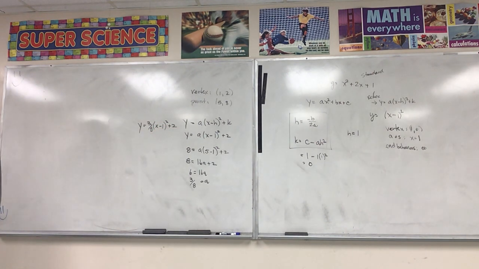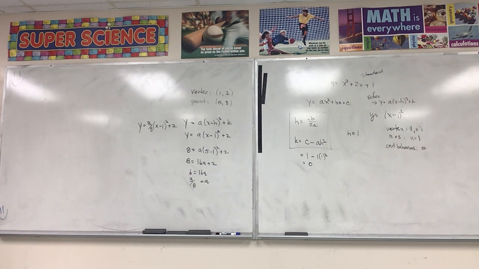So therefore, what is my vertex? 1, 2. The axis of symmetry is x equals 1. And is this a thin or wide parabola? It's wide, because you go up 3 then over 8. Well, you can't really look at it that way.